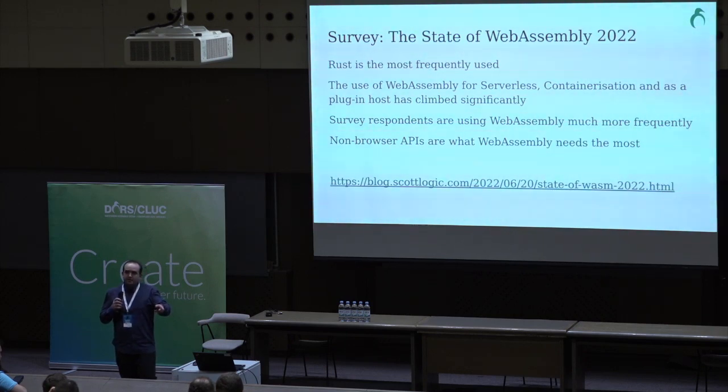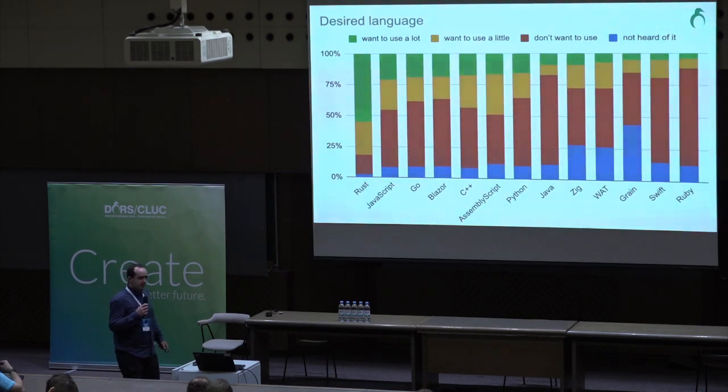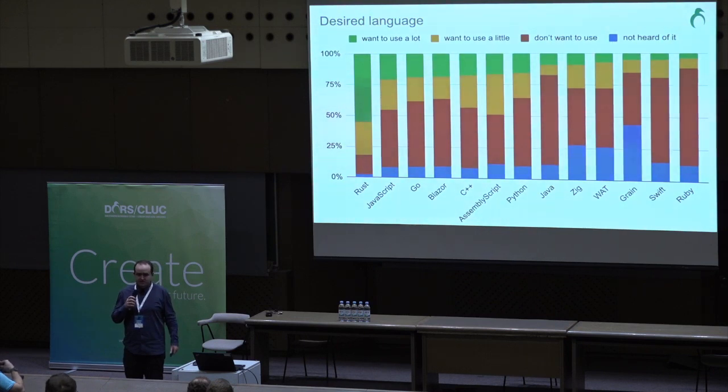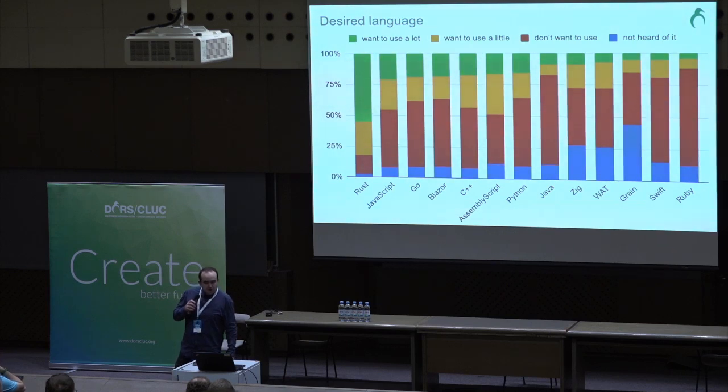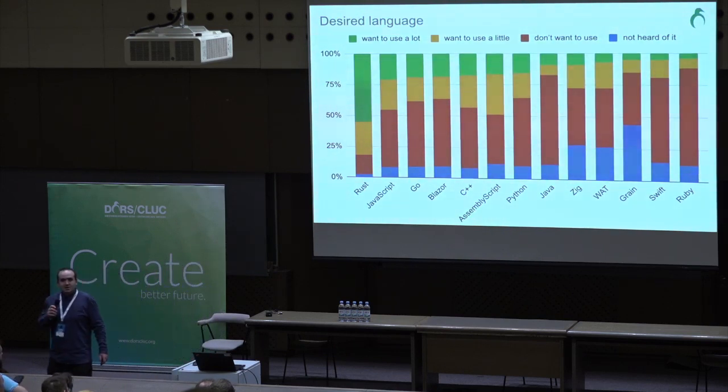Here we have a link. There are a number of charts on that web page. I will take only two of those. Desired language. Rust, it's mostly used, but it's also the most loved language, or how it's put here, the one that people want to use a lot. C++, it's one of the standard languages for WebAssembly, but according to this survey, it's not so much loved.